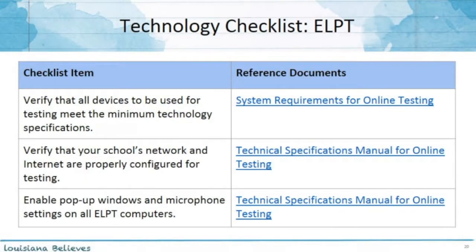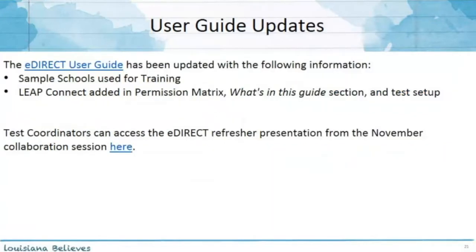This is just a quick checklist, so you want to verify all devices that are being used to assess ELPT meet the tech specs. The link is located here in the system requirements document. You also want to make sure that the school's network and internet are properly configured, and there is a tech specs manual linked here. Also, you want to make sure that pop-up windows and microphone settings are enabled. That way the speaking and listening sections will work as intended. And the link to the tech specs manual is also located here as well.